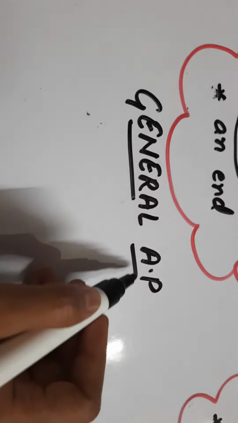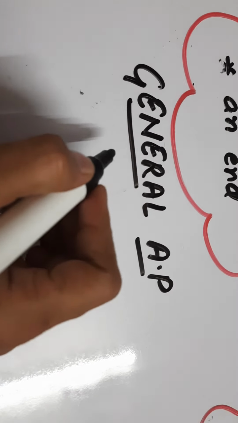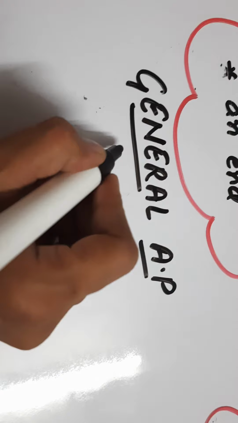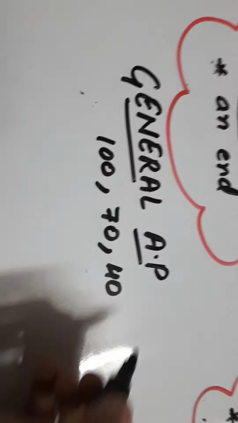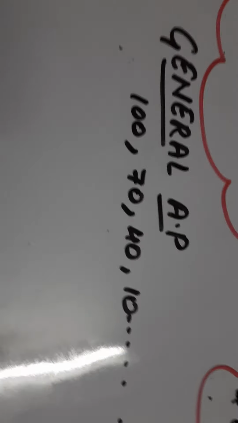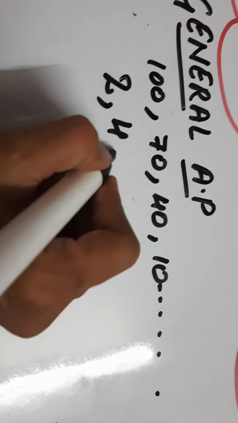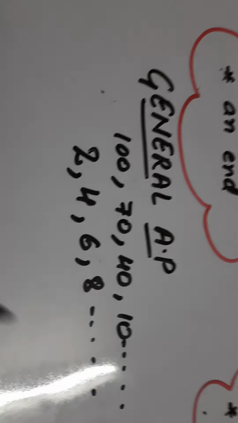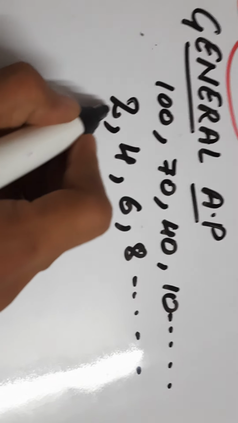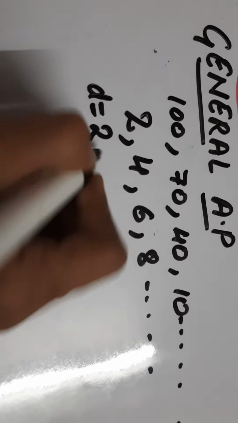Now dear students, let us write the general AP. For example, we have just taken a series 100, 70, 40, 10 and so on, or we can take 2, 4, 6, 8 and so on. How do we get these APs? In this, the common difference is 2. 4 minus 2 is 2, 6 minus 4 is 2. The common difference is 2 in this series, right?